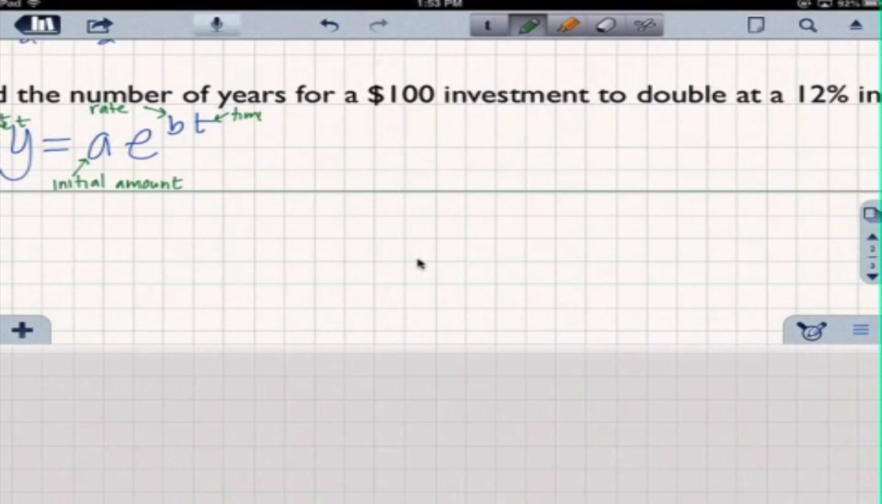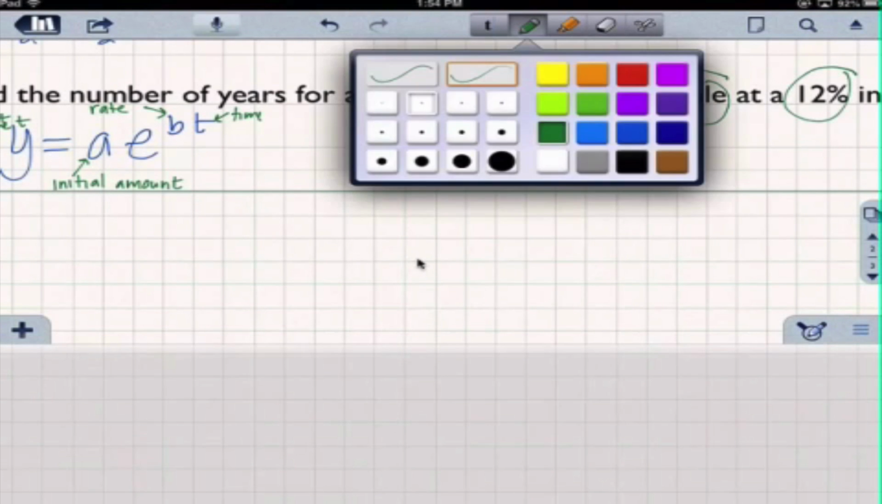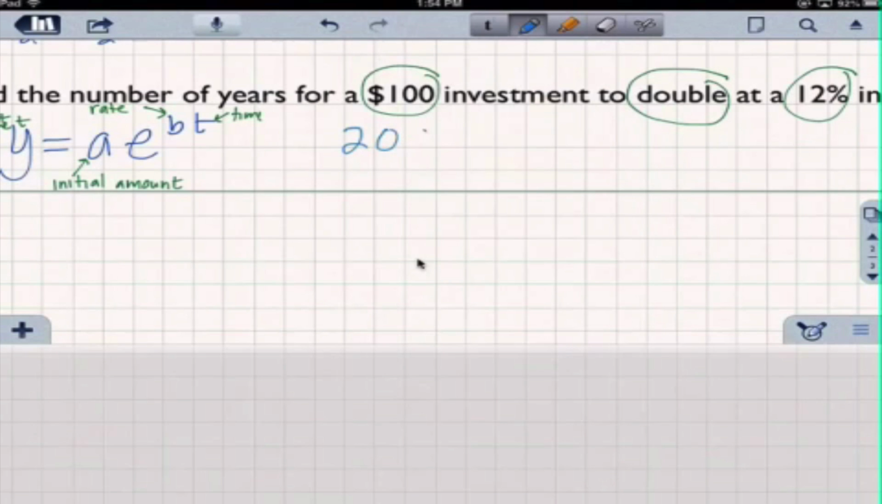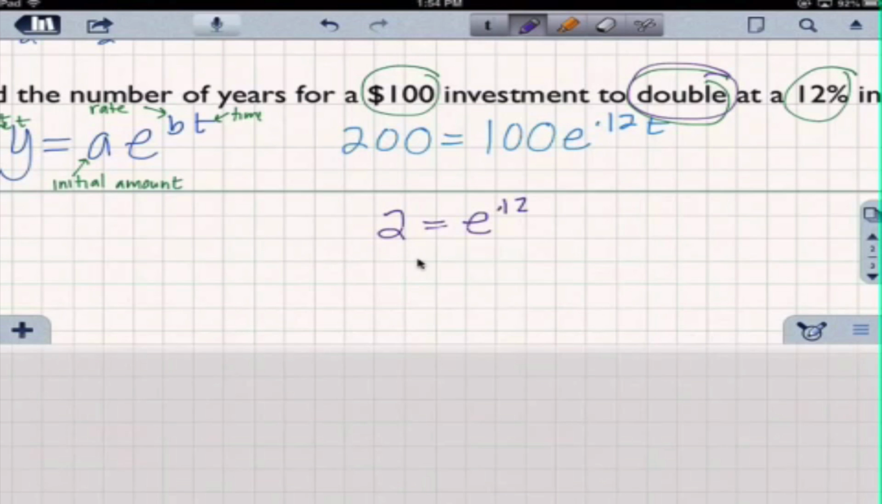To be honest, 100 could be our A, but with this idea of doubling, there's a shortcut that we've talked about. The other thing that would be important here is 12%. If you wrote 200 equals 100 e to the 0.12t, I want you to notice that I changed percent to a decimal. That would be great. The other thing we could do, though, whenever we see this word double, I can just start by saying 2 equals e to the bt.